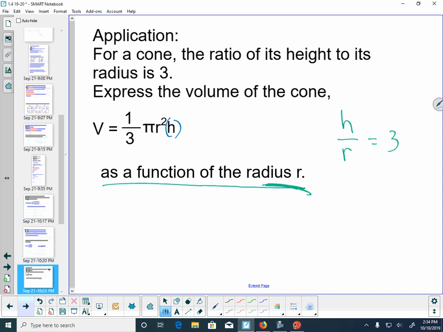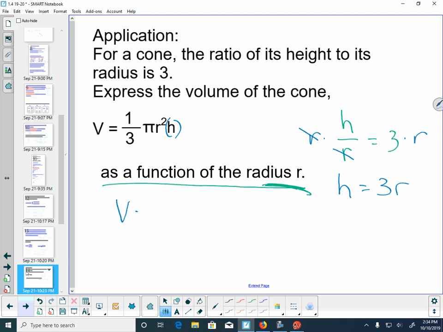I want an expression for h in terms of r. Can you take this equation and write it so h is by itself? All right, if I multiply both sides by r, the r's here divide out and I get h equals 3r. That means for this problem, I could replace this h with 3r.